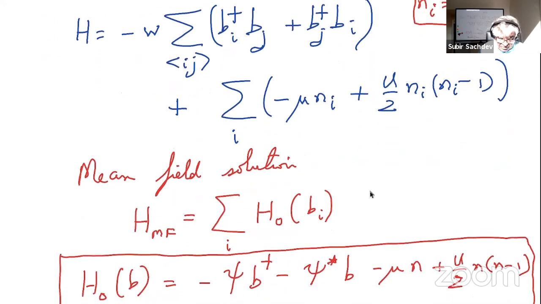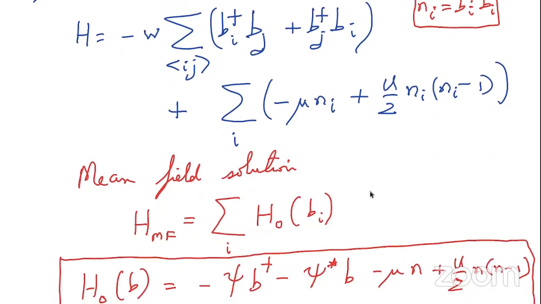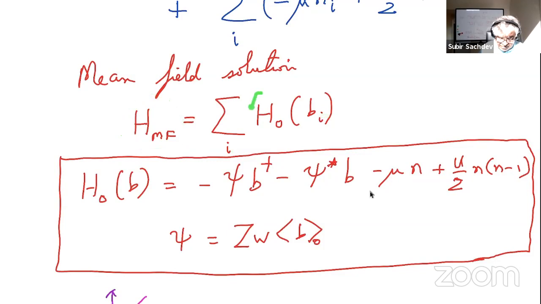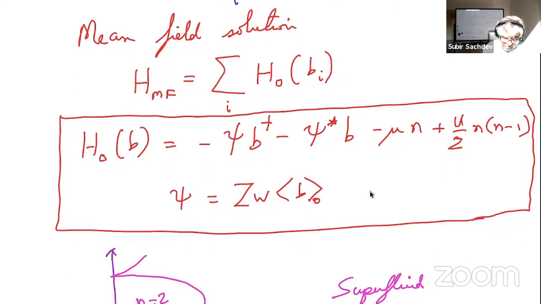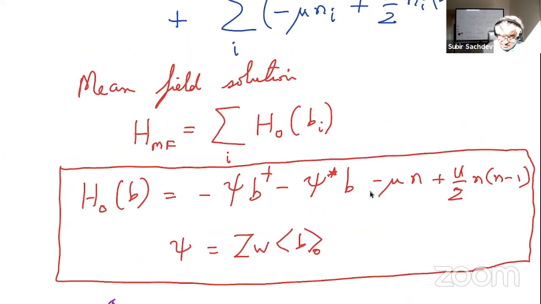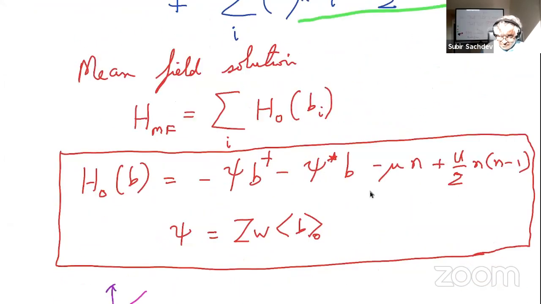So basically it reduces to the following solution. In the mean field limit, we write the Hamiltonian as the sum over sites of some Hamiltonian H0, which only depends on one site, site i. So in the rest of the mean field considerations, we only focus on one site. You've reduced everything to a single site problem. And this H0 has the same chemical potential and interaction term as the original Hamiltonian. I've just dropped the index i because I'm referring to any generic site. But it has this additional term, which involves this free parameter psi.